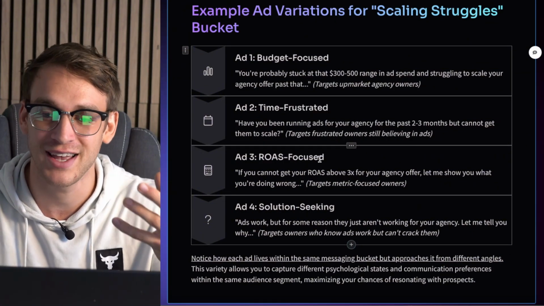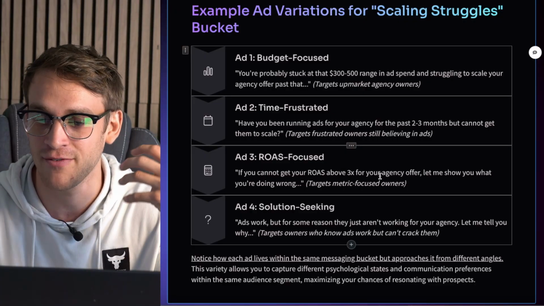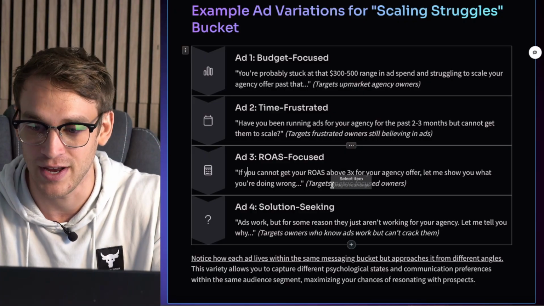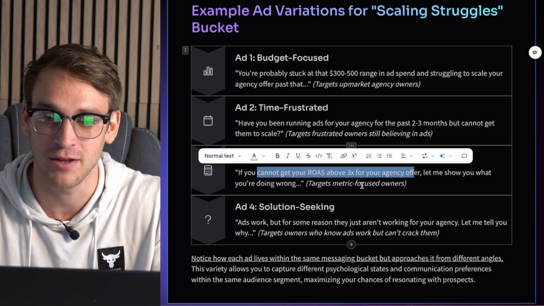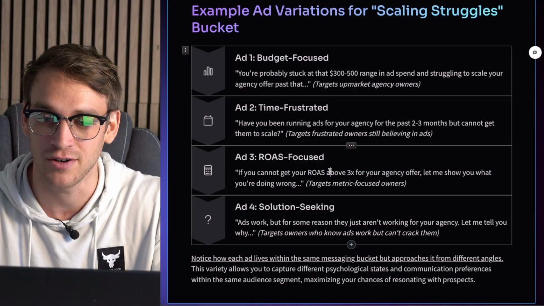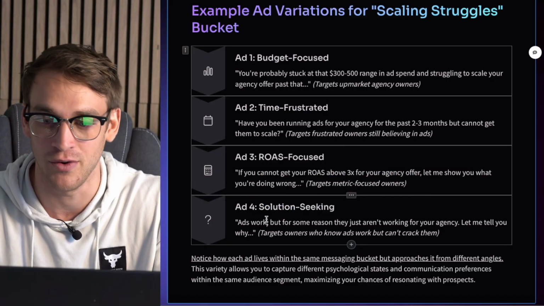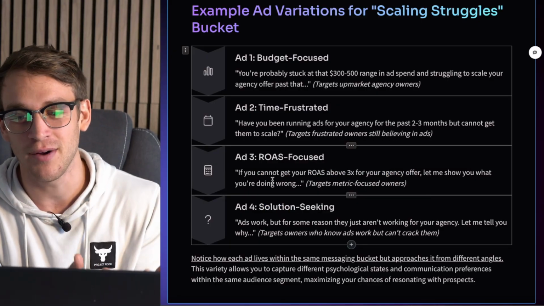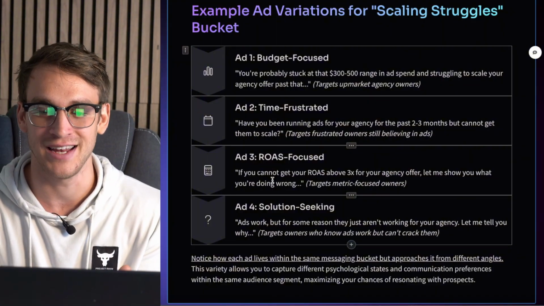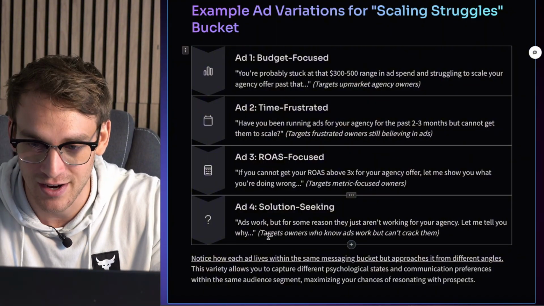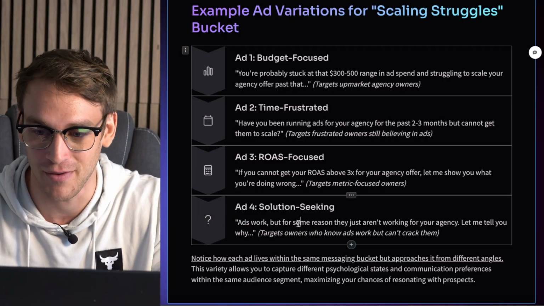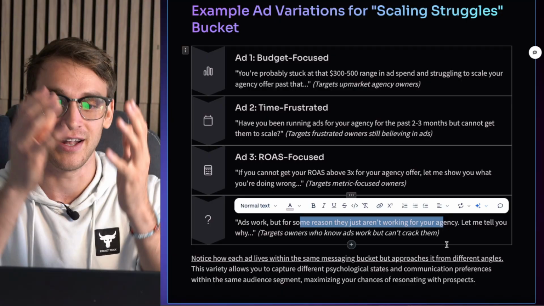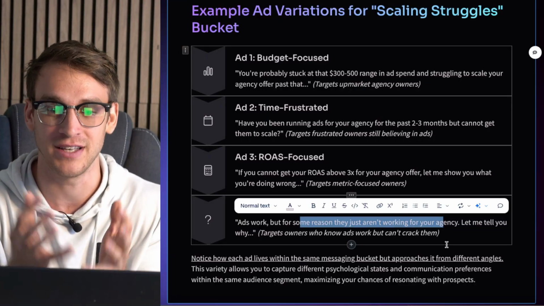Next, we can do one that's ROAS focused. Like if you cannot get your ROAS above 3x for your agency offer, let me show you what you're doing wrong. This right here is more targeting like a metric focused owner, but again, it's still targeting people that are struggling to scale their ads and are currently running ads. Then you could have another one where, ads work, but for some reason they just aren't working for your agency. Let me tell you why. This right here is again, ads work. They know ads work. Okay, so they're like, yes, I know ads work, but for some reason they just aren't working for your agency. Again, implying that they're running ads in the first place and it's not working and scaling for them.